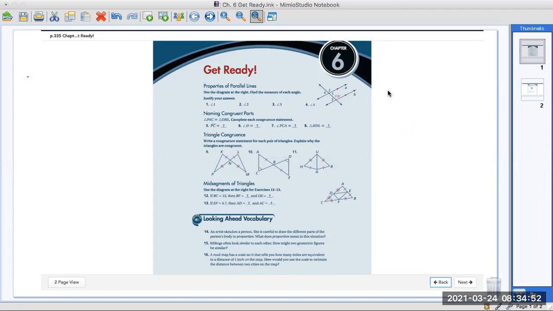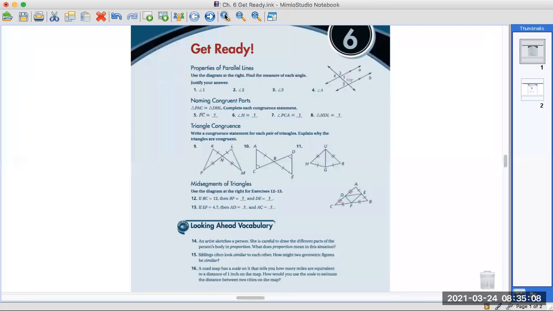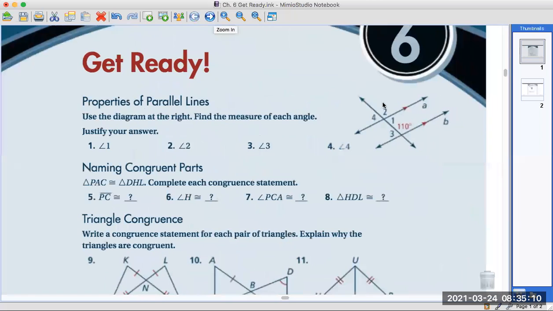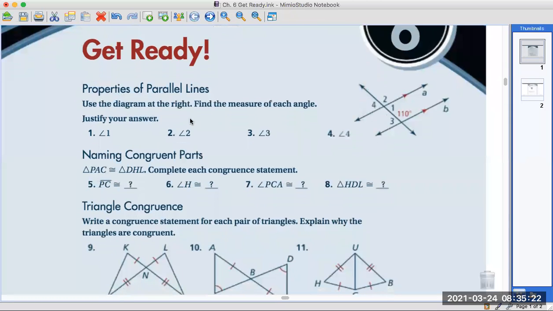So today's lesson is on page 335. Get ready. I'm going to show you these questions as a review, and then you will take a short quiz on SavvasRealize about these questions. Okay, so here we go. Get ready. This is a review of transversals and parallel lines and all the angles that are formed, and what are their measures? Use the diagram at the right, find the measure of each angle.